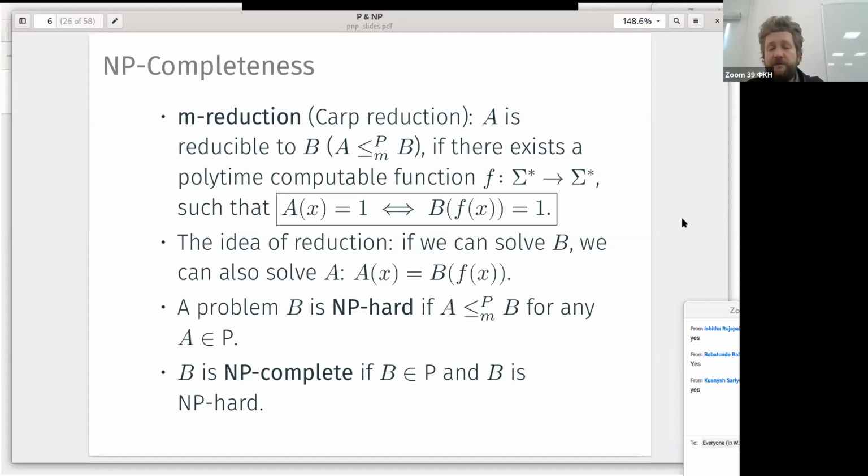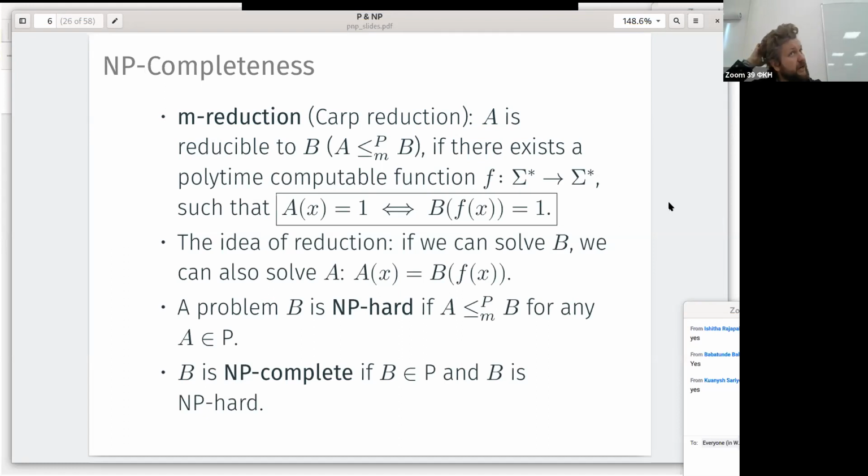Before going further, I would say that this is Karp reduction. There are also other versions of reduction. This is quite a limited one because here we can use the algorithm for B only once. If we want to solve A, we take its input, make some preparation, transform x into f of x, and then run B one time.